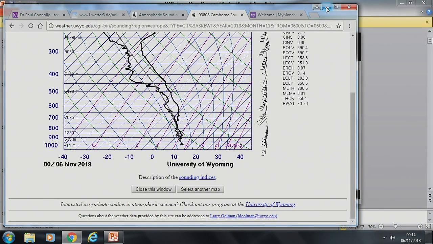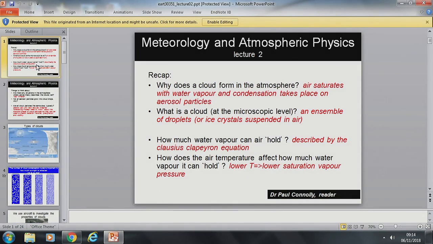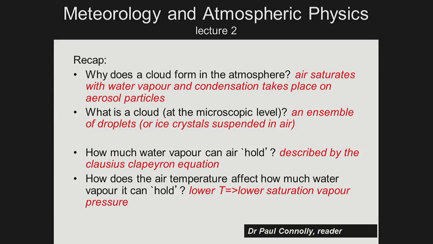Good, so let's move on to lecture slides for a bit. Last lecture we talked about why a cloud forms in the atmosphere. The air saturates with water vapour, and condensation takes place on aerosol particles, cloud condensation nuclei. We thought about what a cloud is: an ensemble of droplets or ice crystals suspended in the air. We considered how much water vapour the air can hold, described by the Clausius-Clapeyron equation. I didn't go into too many details there. Lower temperatures imply a lower saturation vapour pressure, which means at lower temperatures the air can hold less water vapour.